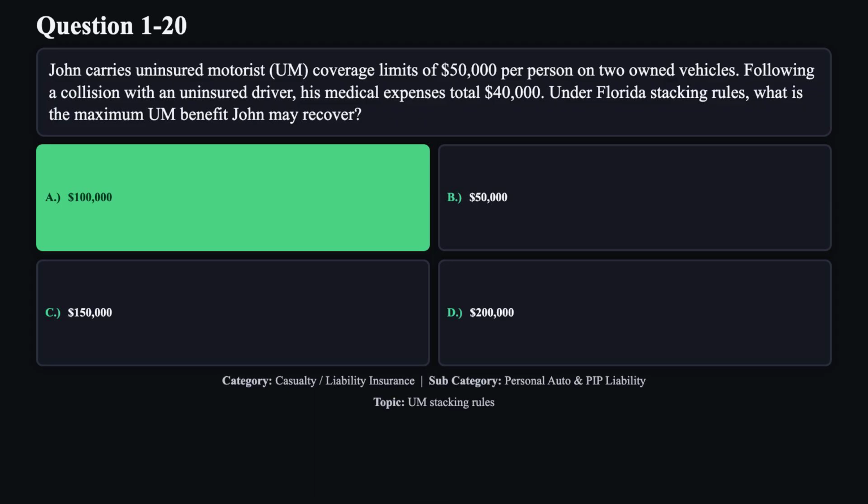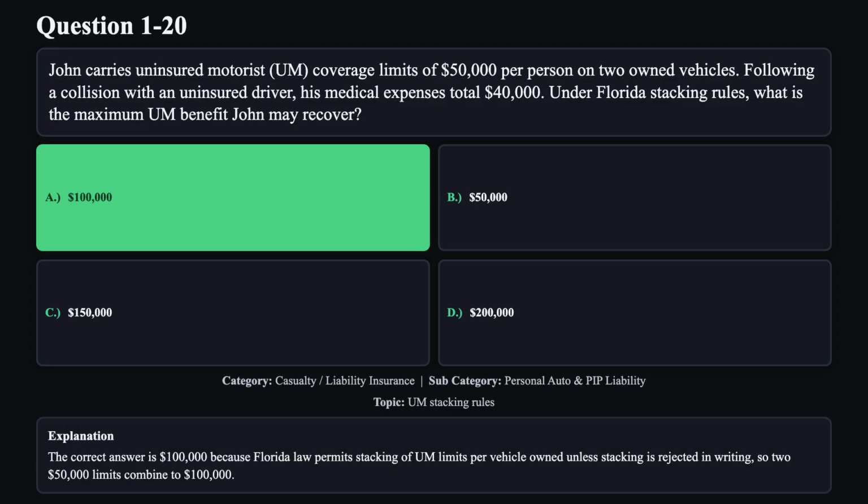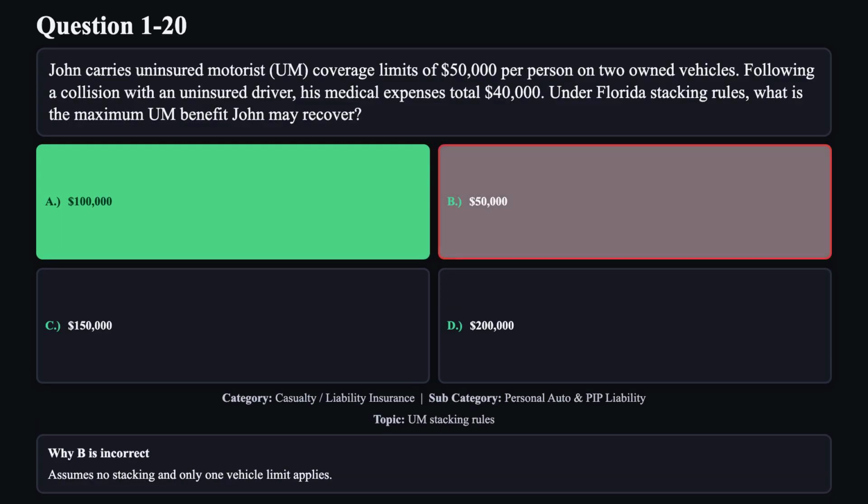The correct answer is A. The correct answer is $100,000 because Florida law permits stacking of limits per vehicle owned unless stacking is rejected in writing. So two $50,000 limits combine to $100,000. Reason B is not correct. Assumes no stacking and only one vehicle limit applies.